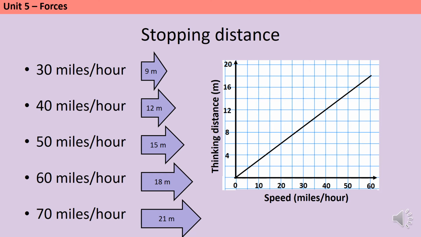As the speed triples, the thinking distance triples. And we can show this on a graph because it has a straight line relationship and because it passes through the origin, 0, 0.